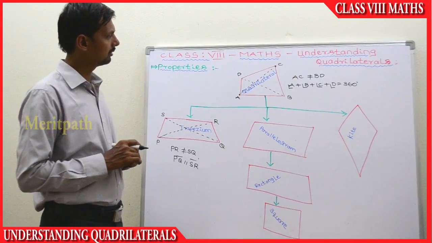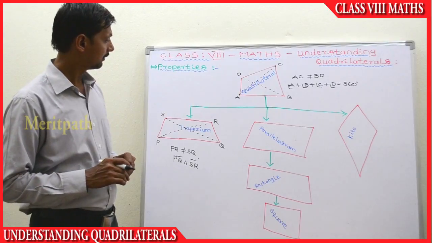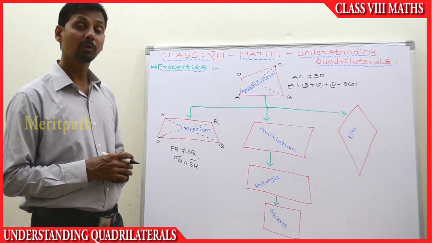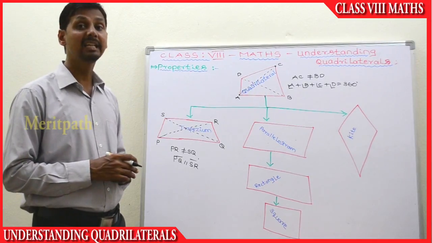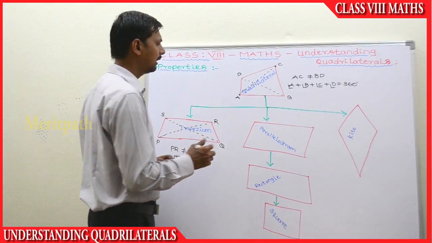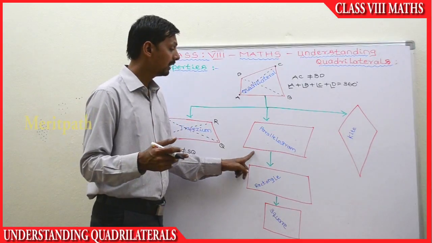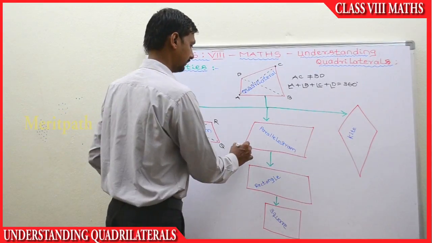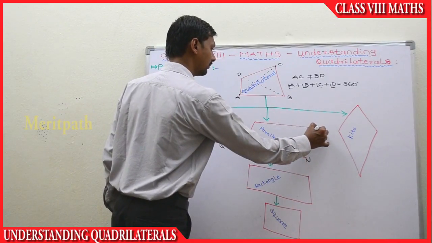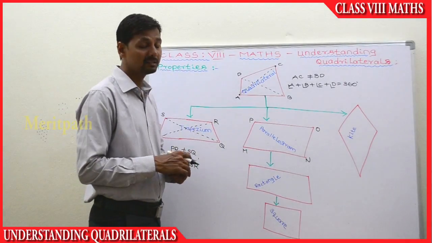And coming to the next diagram, parallelogram. We have learned about the parallelogram. Opposite sides are parallel and equal, and we call it a parallelogram. Here, it's a common property for all these figures that the sum of the four angles is 360 degrees. The sum of all the four angles is 360 degrees.